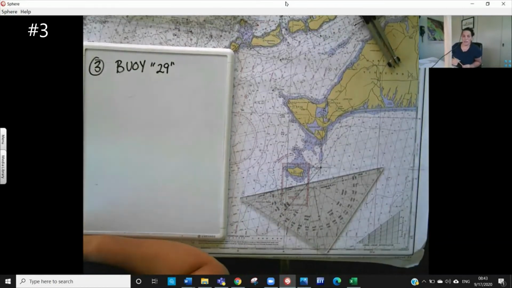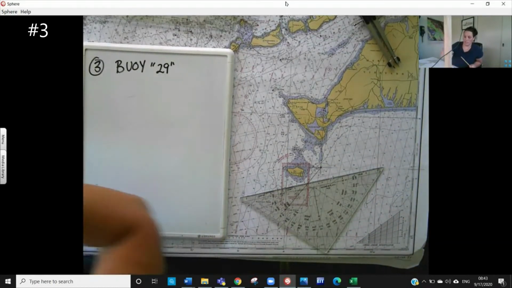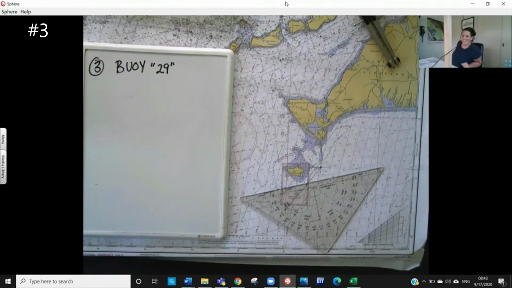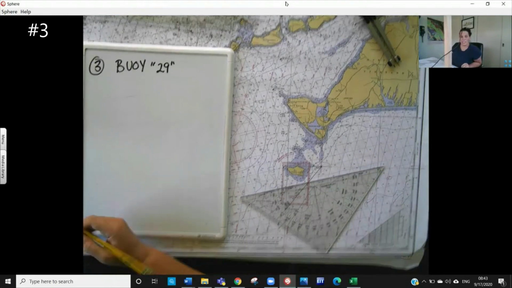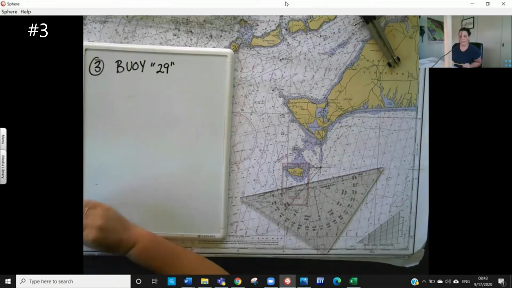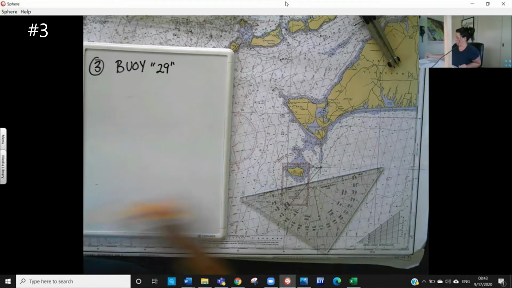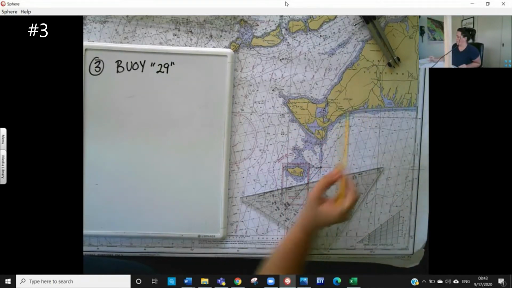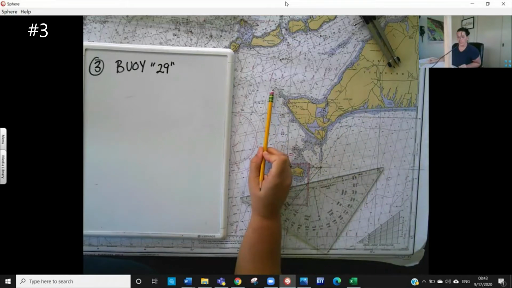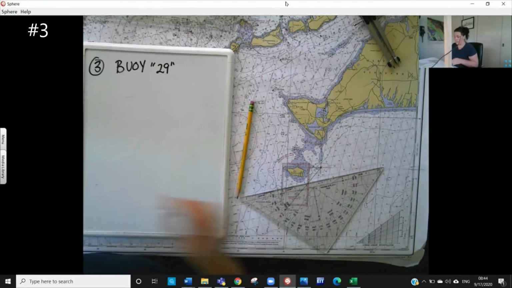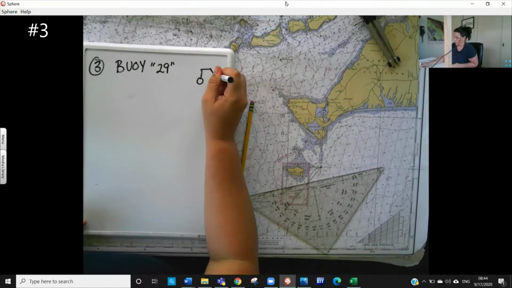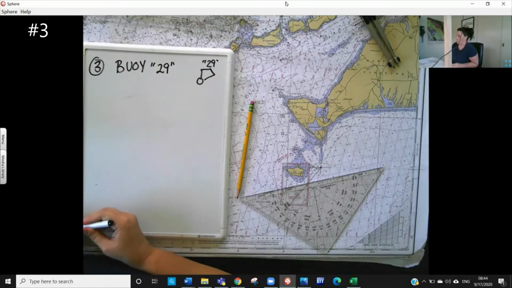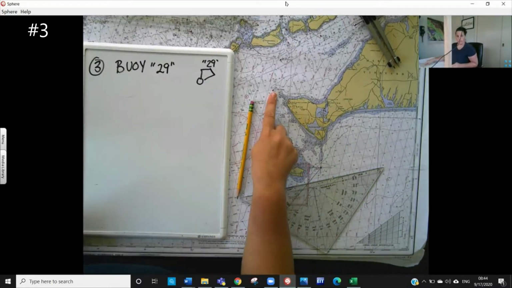Okay, so we're going to do number 3. I know I have this big pole in front of me, but that's how we're going to do it. So number 3 is buoy 29, right off of Gay Head Point. So here is Gay Head. It's part of Martha's Vineyard. And then buoy 29, we know it because of the characteristic. It's a buoy, and it has a 29 on it. So we are going to get the latitude and longitude of this buoy.